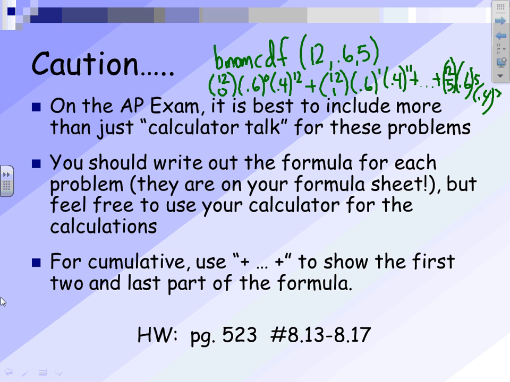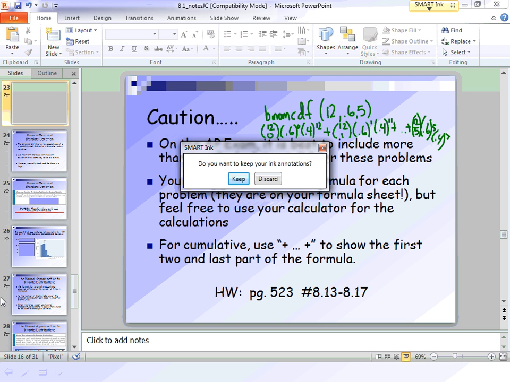Okay. And for the cumulative, use plus, dot, dot, dot, plus to show the first two and the last part of the formula, which is essentially what I just wrote out there above for you. Okay? So that's how to use the calculator for these binomial distributions. We'll practice this a lot in class tomorrow. And from here on out, okay, we'll go to the next level where we'll talk about finding the mean and the variance and standard deviation for these distributions.